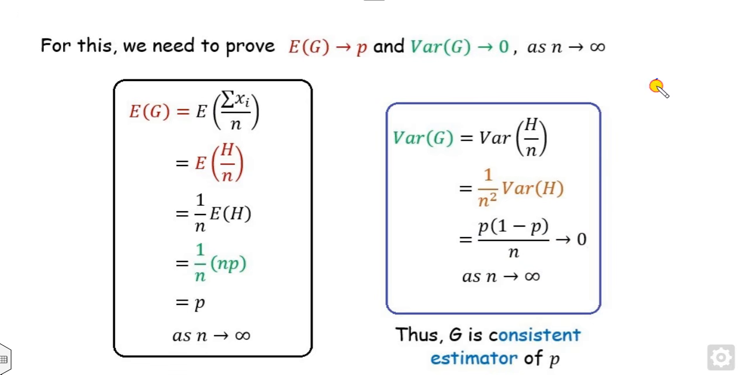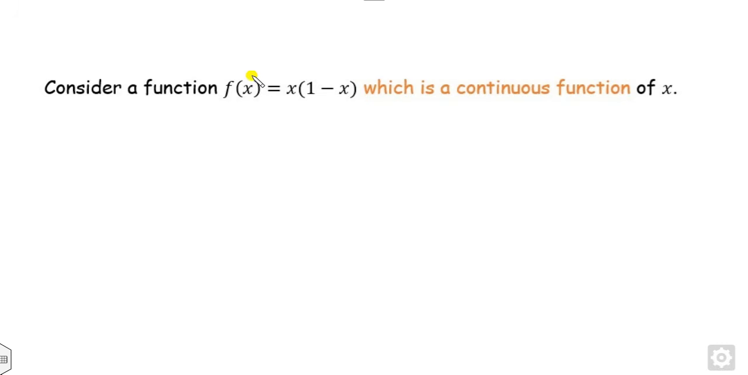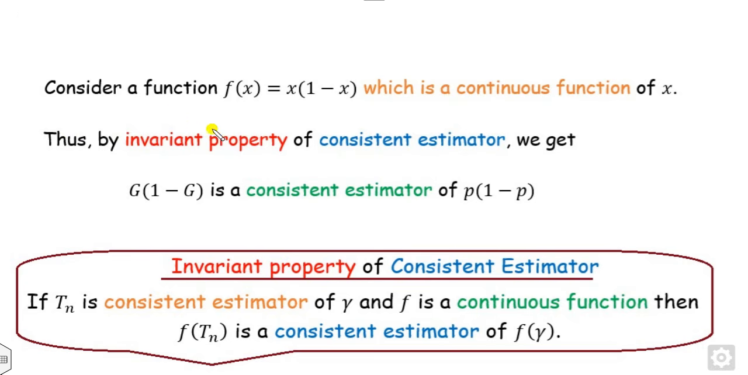But my task is to prove that G into 1 minus G is the consistent estimator of P into 1 minus P. That's quite easy. Now you can use this property. If I consider a function x of 1 minus x, because my function is G of 1 minus G, which looks like this, you can check whether this function is continuous or not. Yes, this is continuous. Once you prove that this is a continuous function, then you can use the invariant property. What is the invariant property of the consistent estimator? If T of n is the consistent estimator of this and f is continuous, then f of T of n is also the consistent estimator of f of this.